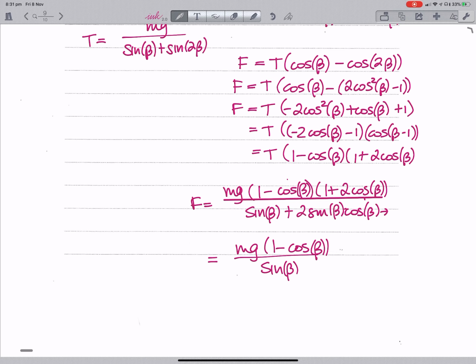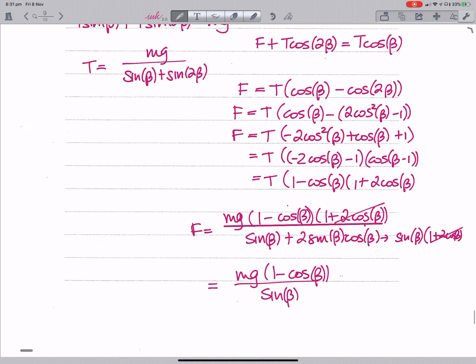I hope you understand what I just did. I couldn't be bothered writing it. If we take out sine beta, we're left with 1 plus 2 cos beta, and then that will cancel with that. So we just end up with that. Okay.